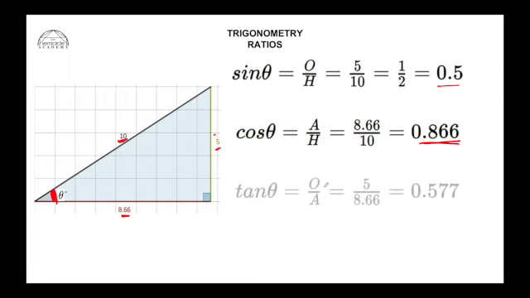And now we will see what the tangent of the angle is. That is opposite over adjacent, which is 5 divided by 8.66, 0.577. So remember, we have not found the actual angle yet. We still don't know. All we know is that the sine of the angle is 0.5, the cosine of the angle is 0.866, the tan of the angle is 0.577.